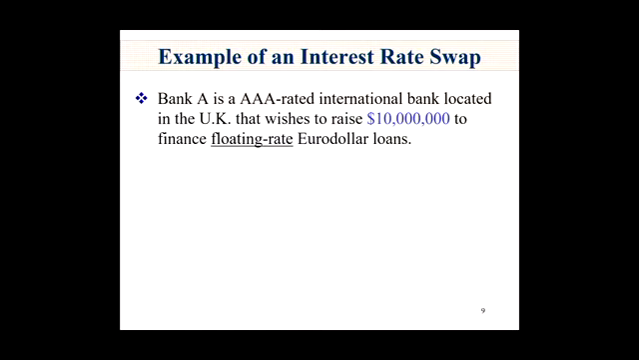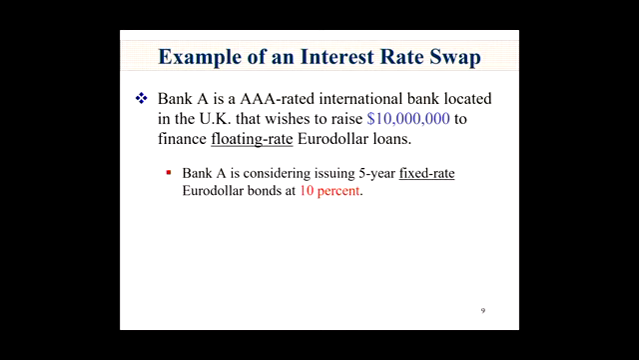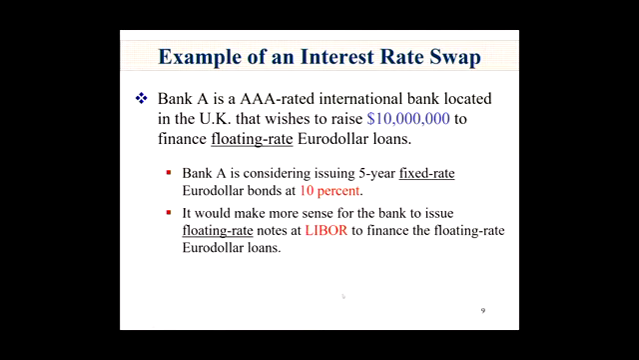So they want to raise $10 million. They have a floating rate loan, okay? So they have two options. They can look at a 5-year fixed rate Eurodollar bond at 10%, or they can issue floating rate notes at LIBOR to finance the floating rate loan. What is LIBOR? London Interbank Offer Rate. That is the rate at which banks will transact. Okay, interbank. It's an interbank rate.